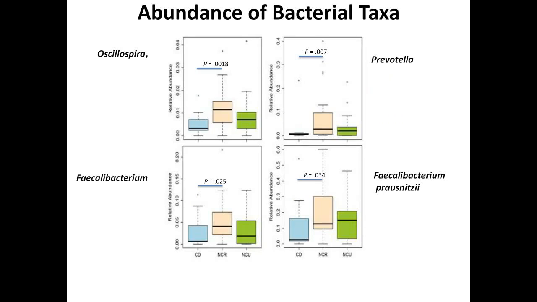Now, we looked at the abundance of bacterial taxa. This is not much different from what other people found. For example, Faecalibacterium prausnitzii is known to be increased in healthy people, and we see that's true in the relative with no disease. Also, when you look at Prevotella, again, it's high up, and Oscillospira. This data, other people have shown that.